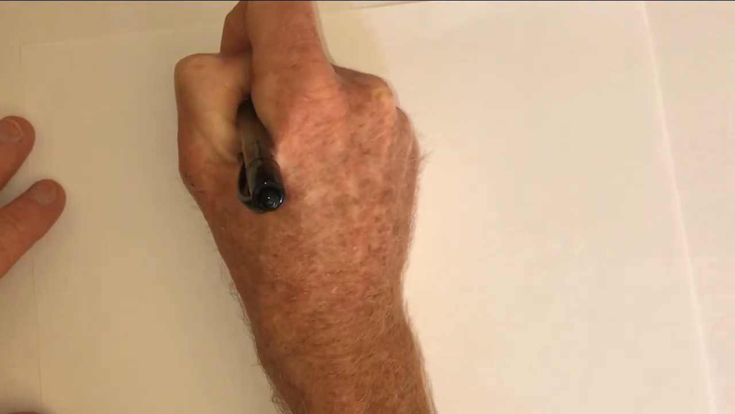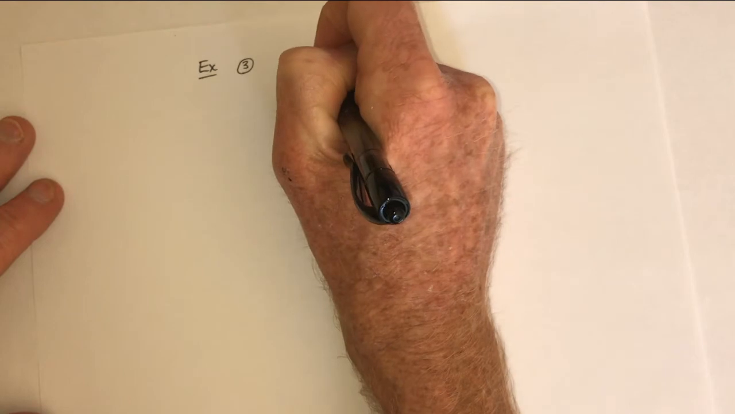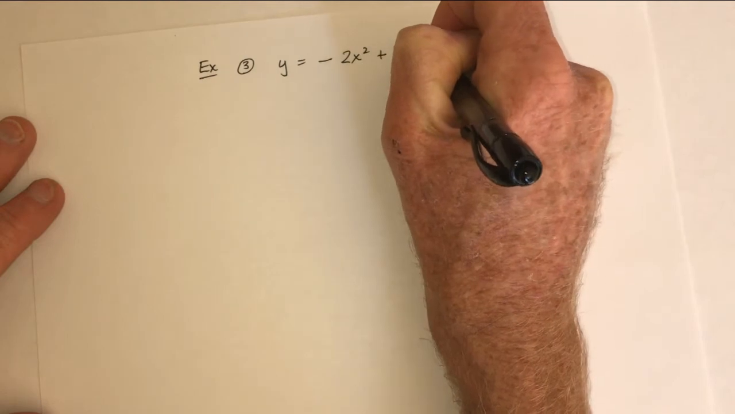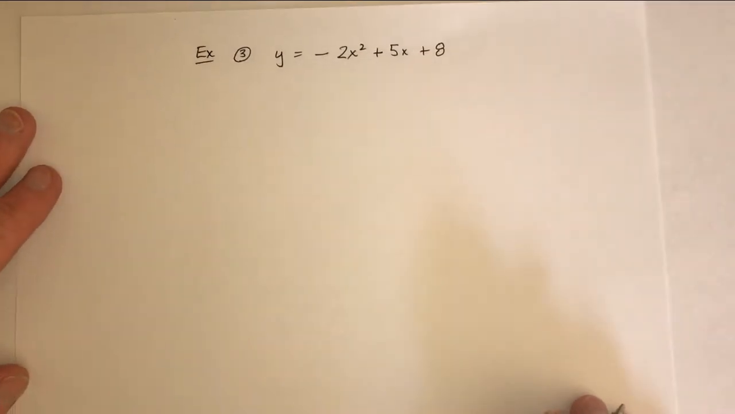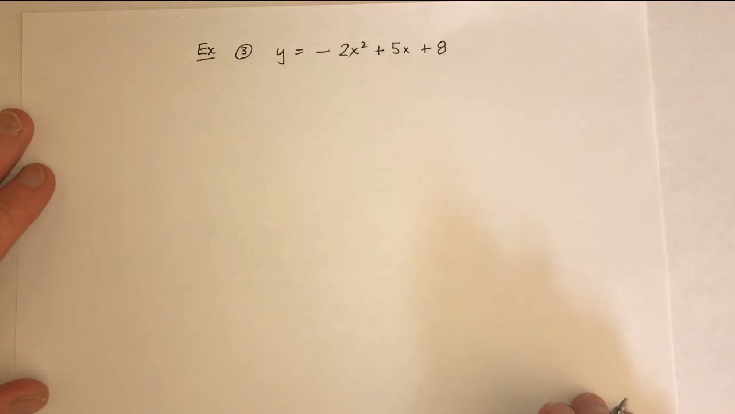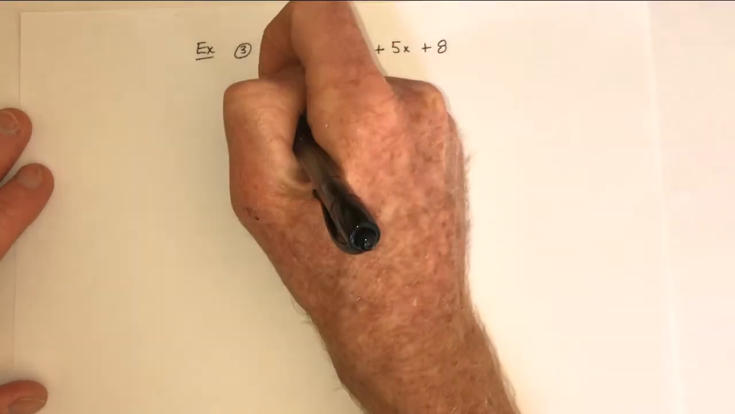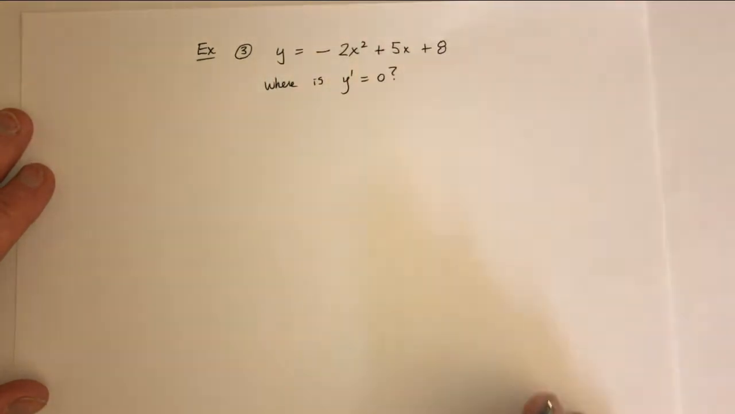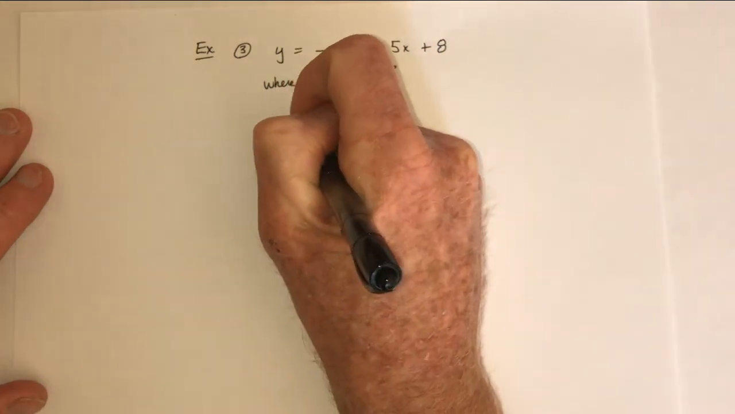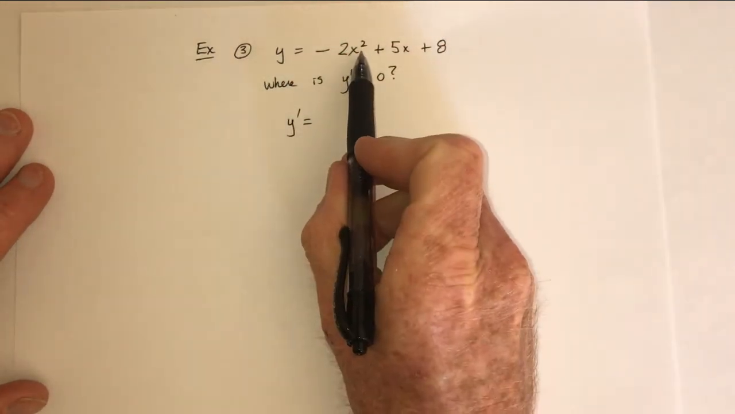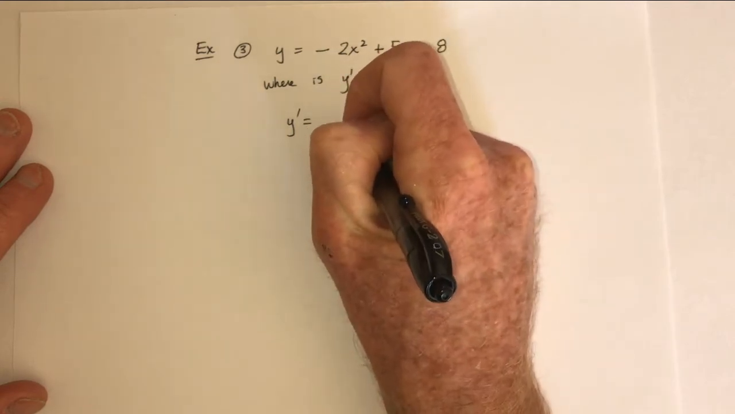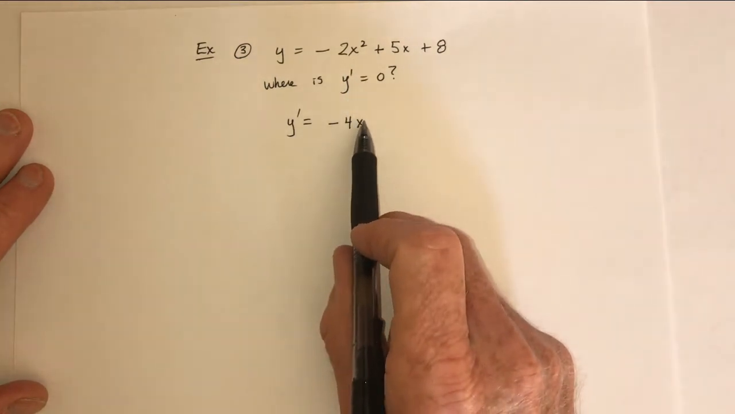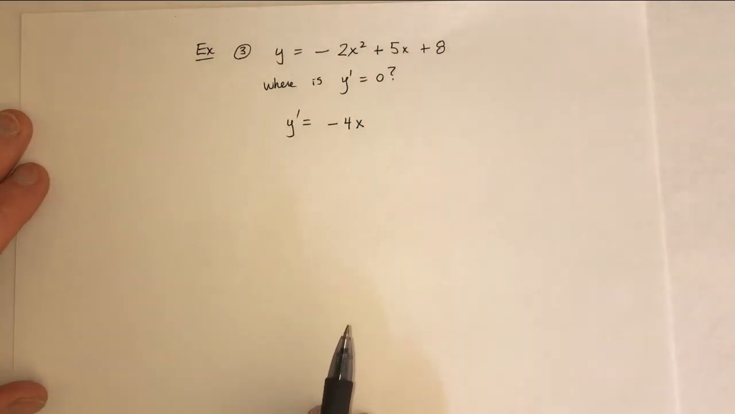Suppose that you have a polynomial. Y is equal to negative 2x squared plus 5x plus 8. So we're not only going to take the derivative, but we're going to find out where it equals 0. So first of all, the derivative. So you take this exponent of 2, bring it down in front, that's going to be negative 4, and then subtract 1 from the exponent. So when you subtract 1, it will leave x to the 1, which you could just write as x.